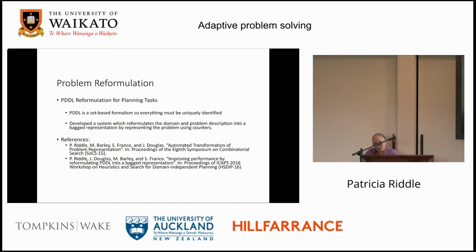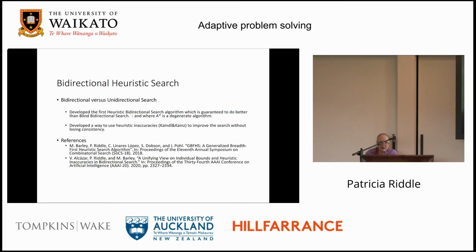So what we did is we took these problems and we automatically decided if we could reformulate them, and then we reformulated them automatically into a bagged representation that just says we have 10 spoons in the drawer and they're all the same. Use one of them. And of course, in that kind of representation, you could solve the problems much faster. And we had several papers in that area. The other thing that we've been working on is algorithm choice.